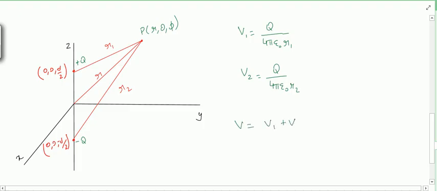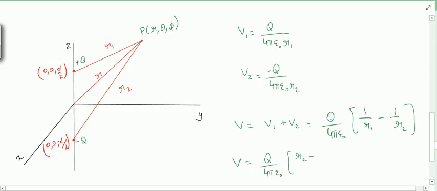So total potential I can find out by V1 plus V2. It will be simply q by 4 pi epsilon naught, this will be common, and here this is actually minus because I'm calculating due to negative q. So 1 by r1 minus 1 by r2. This will be the value of potential at point P, right? So V is equal to q by 4 pi epsilon naught times r2 minus r1 divided by r1 r2.